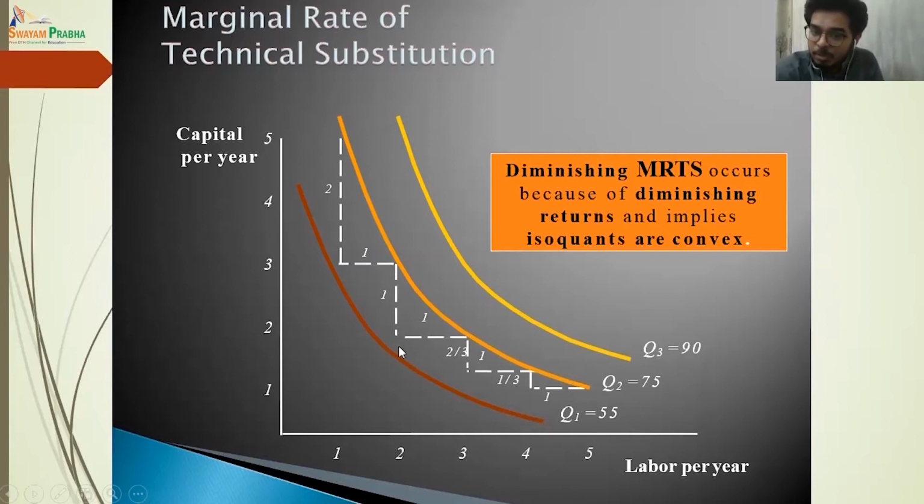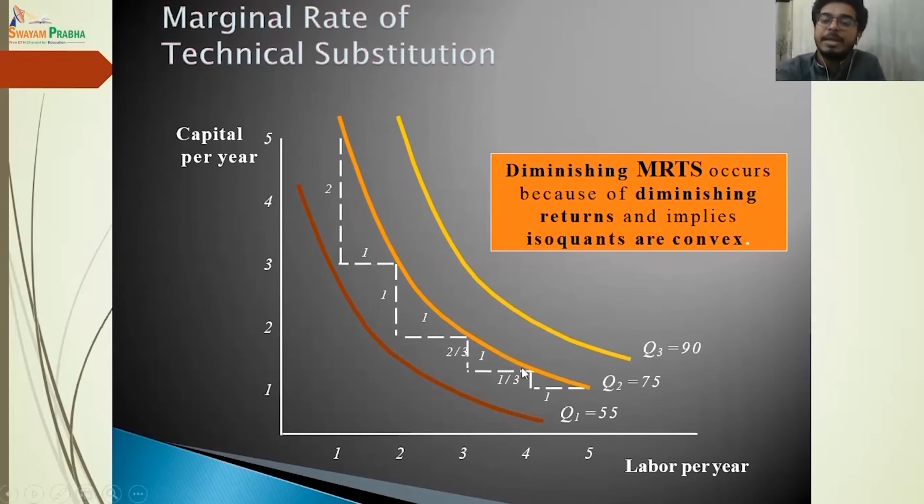The same thing happens from 2 to 3. Look at the screen. I am recruiting 1 labor, but my capital number reduces from 3 to 2, right? Earlier, I released 2 capitals just to have 1 extra unit of labor. Immediately, if I want to have 3 labors, now I am leaving only 1 capital. Now I want another labor from 3 to 4. Now you can see over here how many capitals I am sacrificing? 2 by 3.